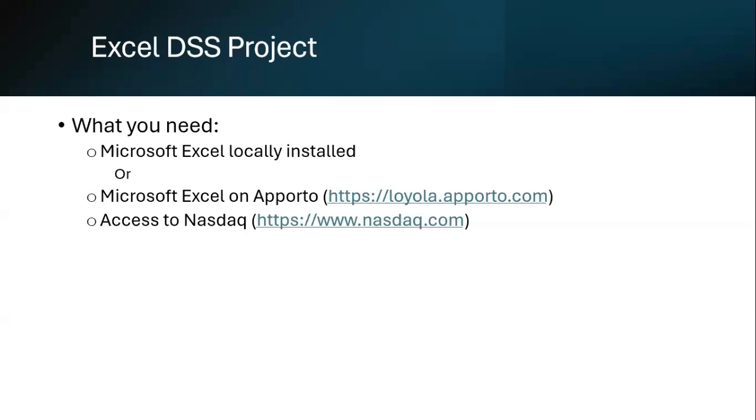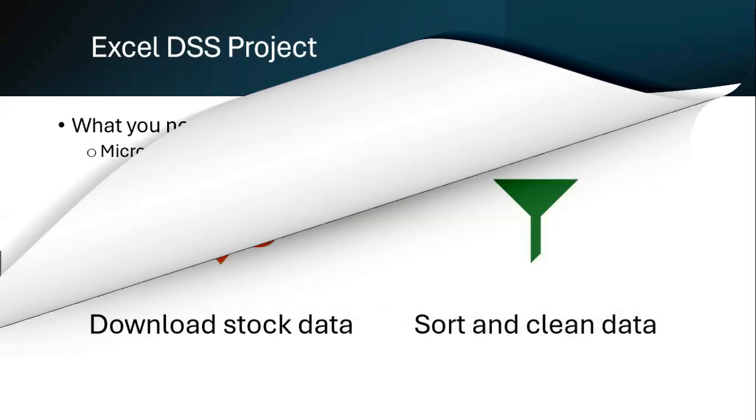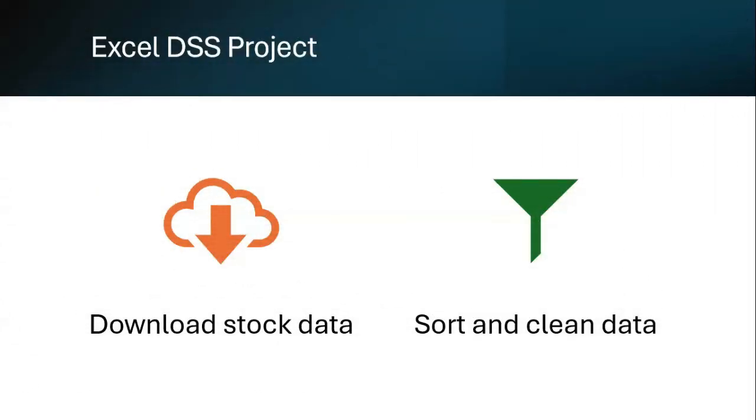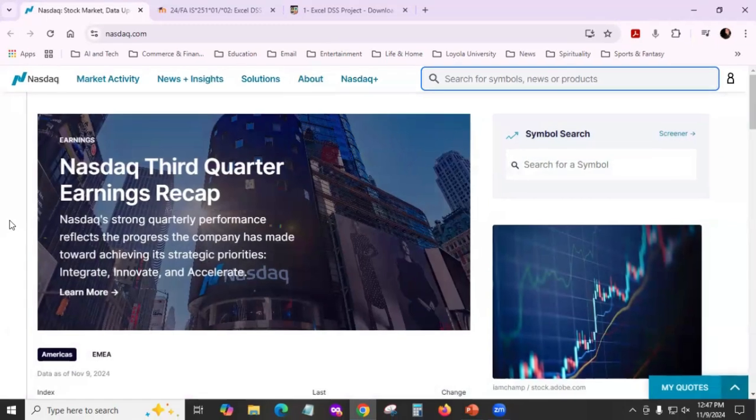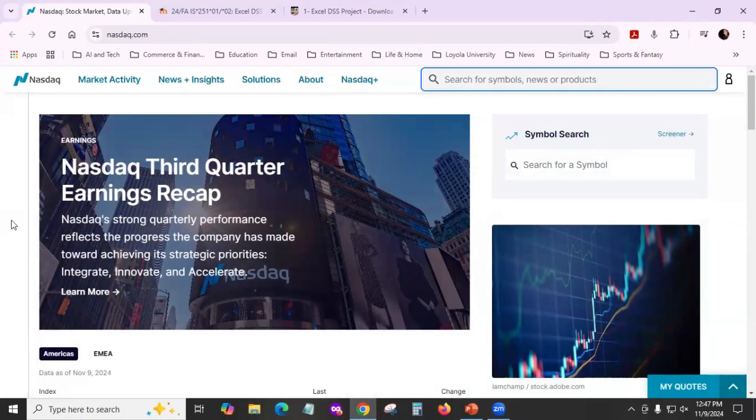And then finally, you need access to the NASDAQ. The web address is right there, www.nasdaq.com. We have two steps in today's video. The first is download the stock data, and the second is sort and clean the data. Let's begin. By now, you should already have your company assignment.